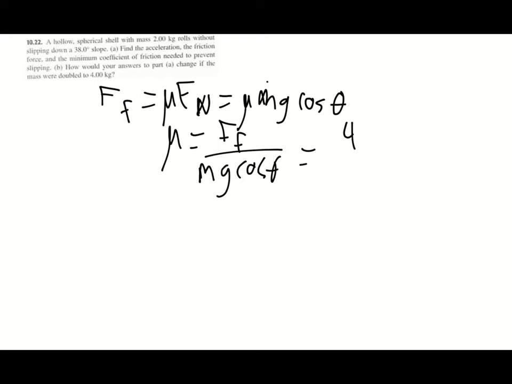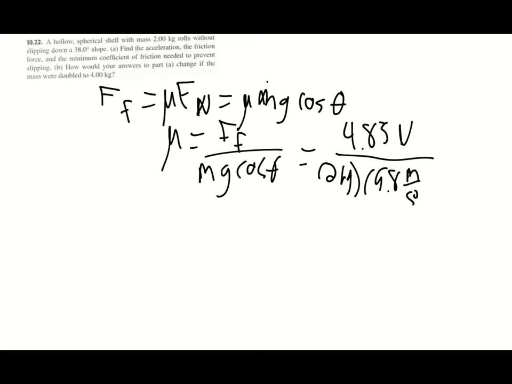In our case, it's going to be 4.85 newtons divided by 2 kilograms, 9.8 meters per second squared, and the cosine of 38 degrees. All that together should give me 0.314. That's what I had. Notice that our units are newtons divided by kilograms meters per second squared. Okay, a newton is a kilogram meter per second squared, so we end up with no unit, exactly what we want for coefficient of friction. Okay.